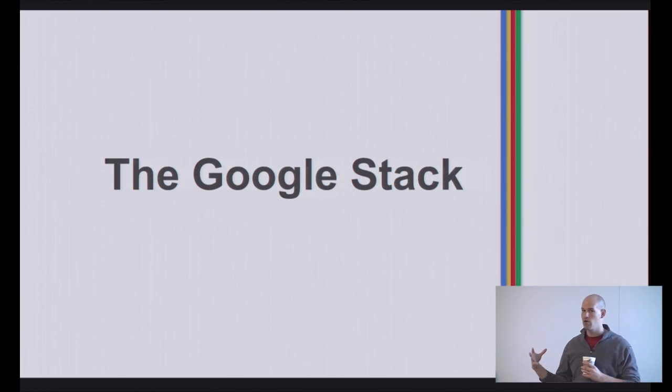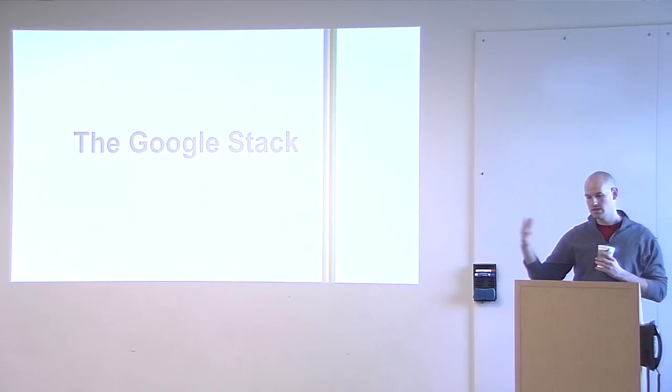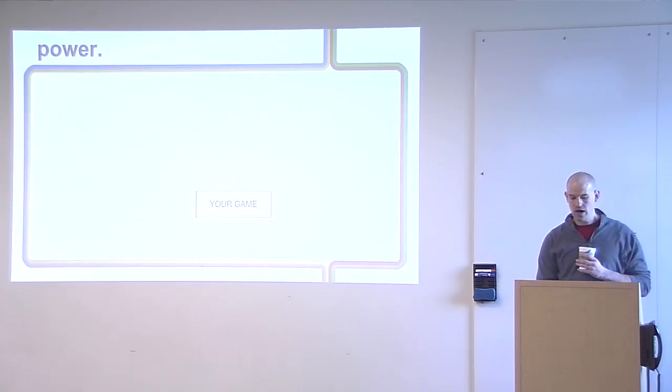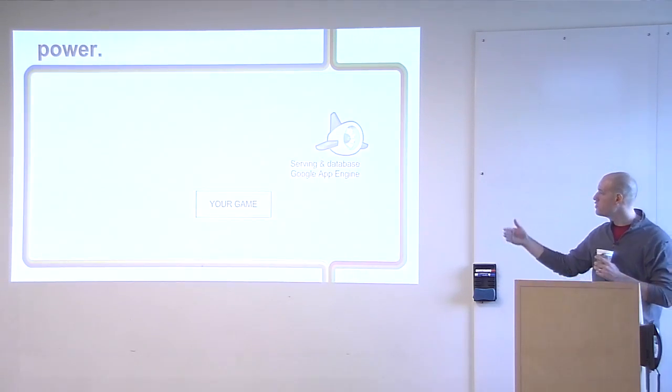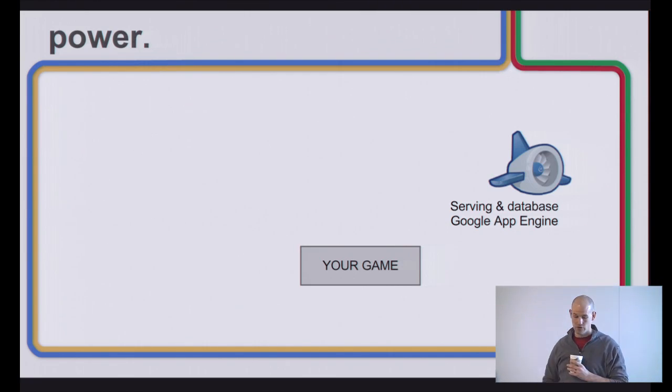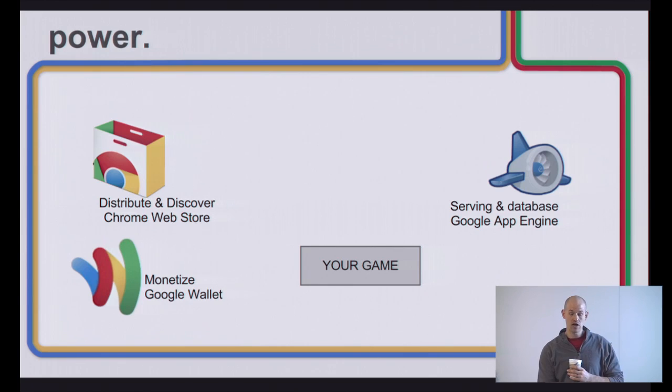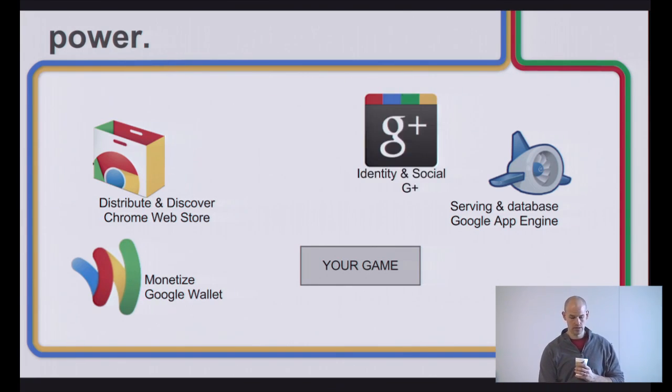Google stack. So now we've talked about what the ecosystem is and all this other stuff, so let's talk about what Google can do to help you with this. So you've got your game, right? You can serve your content, your database information off of Google App Engine. So this is basically your database handling and your asset distribution. We have the Chrome Web Store that we've already sort of talked about and touched on, which handles distribution and discovery. You also need to install your Native Client apps from there to whitelist them.